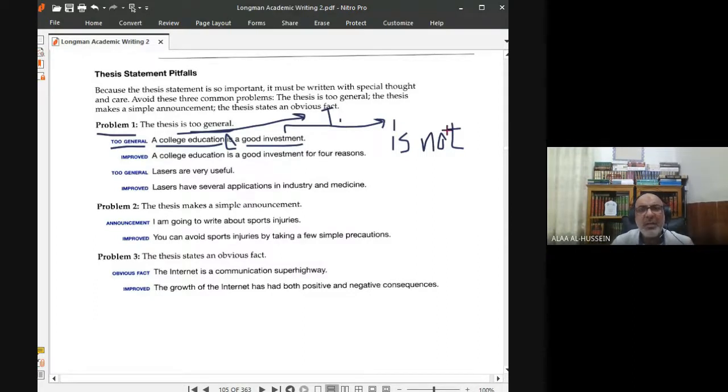The subject is what? A college education, which is the topic we are talking about. We want to clarify, we want to argue, we want to describe, we want to explain anything. And it is stated whether we want to clarify or describe or, for example, argue. It is stated from the very verb we are using.